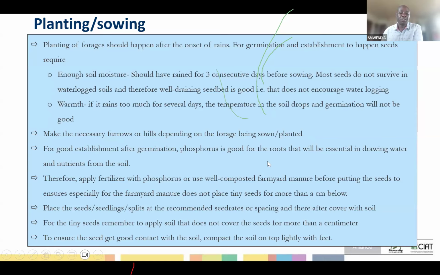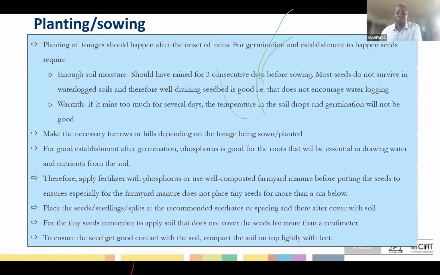And for good establishment, you can also apply phosphorus. Phosphorus we know is key for root establishment, so that will be key. And you can as well use farmyard manure, probably sometimes readily available. But in my experience, you never get enough farmyard manure, even with the farmers. And of course, as we know, most of our farms are mixed farming. Sometimes the manure goes to priority food crops as opposed to pastures.